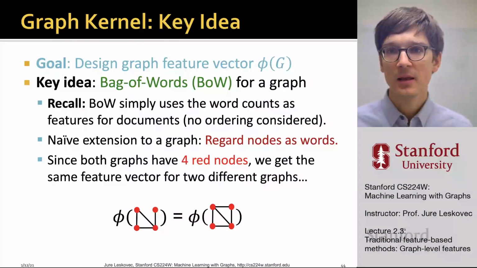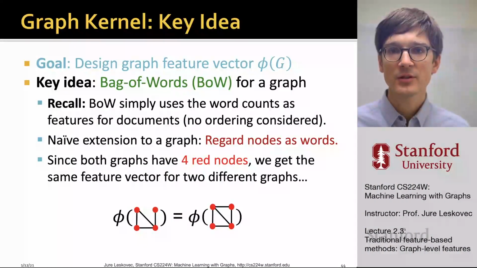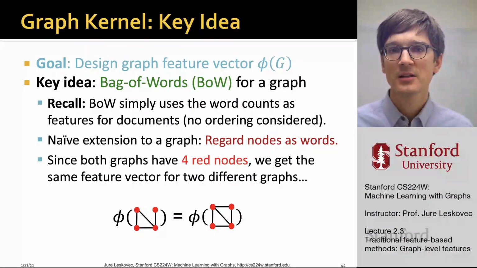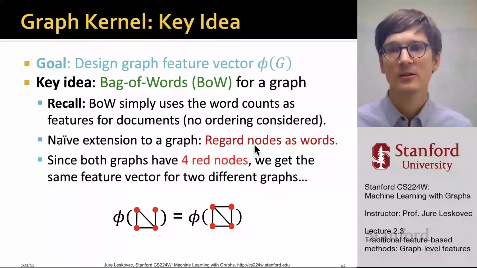In the same way, a naive extension of this idea to graphs would be to regard nodes as words. However, the problem is that since graphs can have very different structure but the same number of nodes, we would get the same feature vector, or the same representation, for two very different graphs, right? So if we regard nodes as words, then this graph has 4 nodes, this graph has 4 nodes, so their representation would be the same.